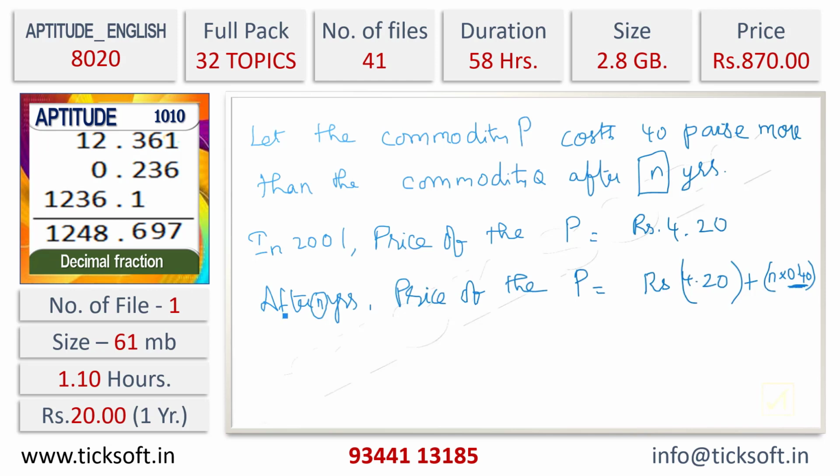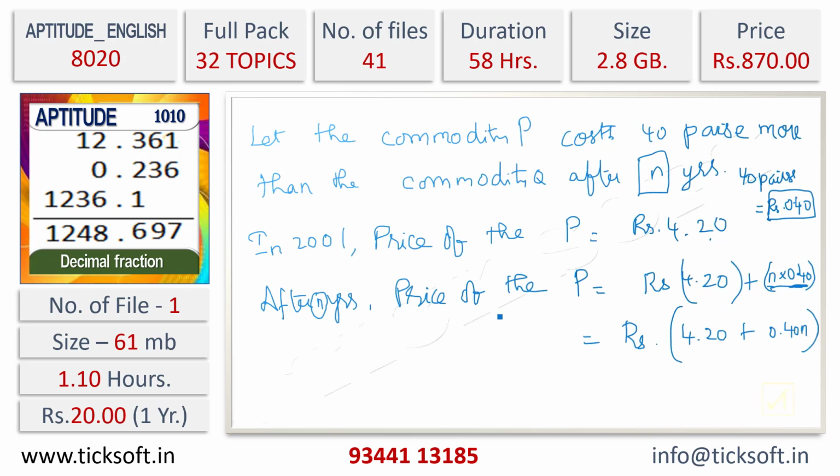So after n years we have to multiply n and that increasing price, which is 0.40. This 40 paise is equal to rupees 0.40. So we multiply this by the number of years, and then add that to the initial value. We get rupees 4.20 plus n into 0.40 as the price of the commodity P after n years, and this can be written as rupees 4.20 plus 0.40 into n.